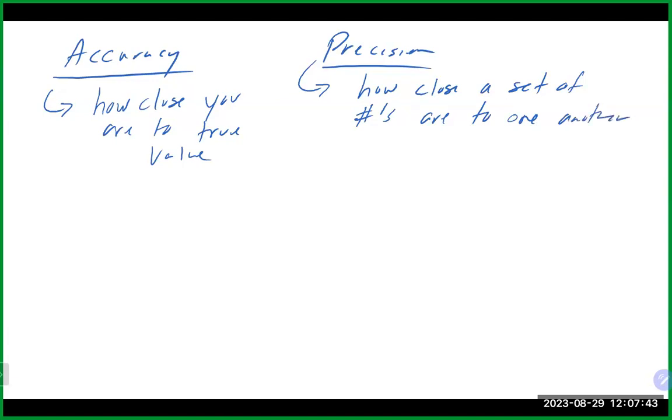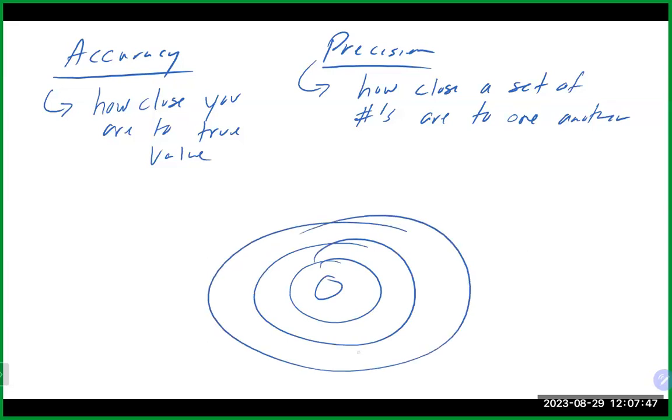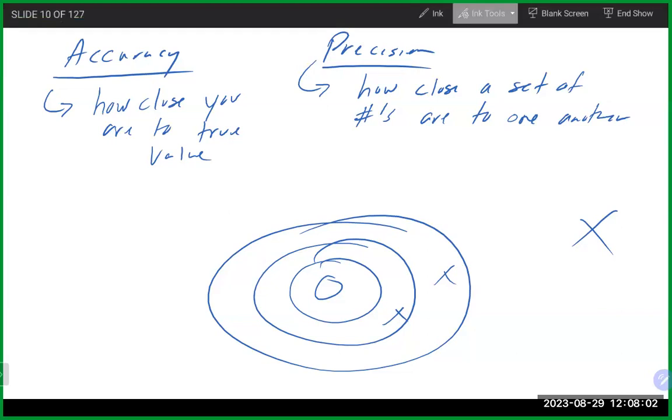Right. So if we do the classic bullseye example, we've got a bullseye, we're going to throw some darts at it. Goal is to hit the bullseye. I throw my darts the first time, I hit here, maybe I missed the board. Ooh, bad throw. Am I precise? Am I accurate? Probably shouldn't have picked up the darts, really.